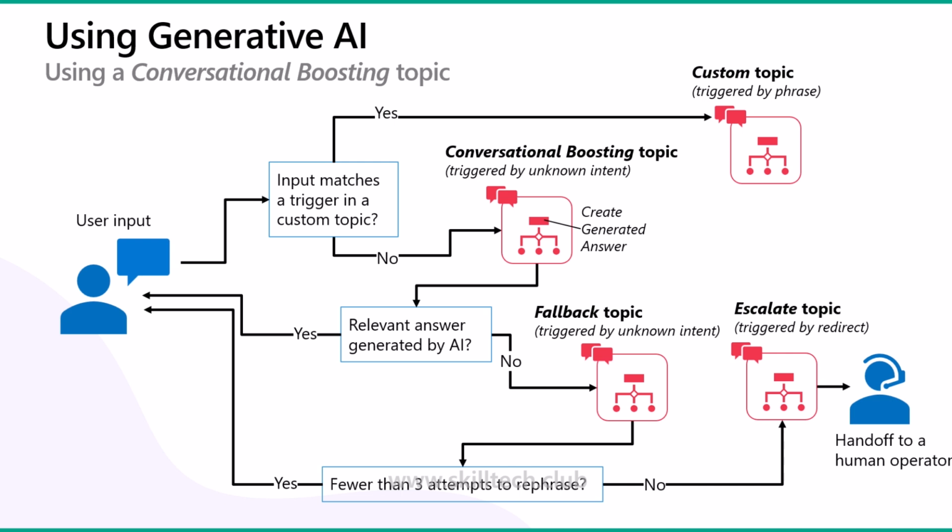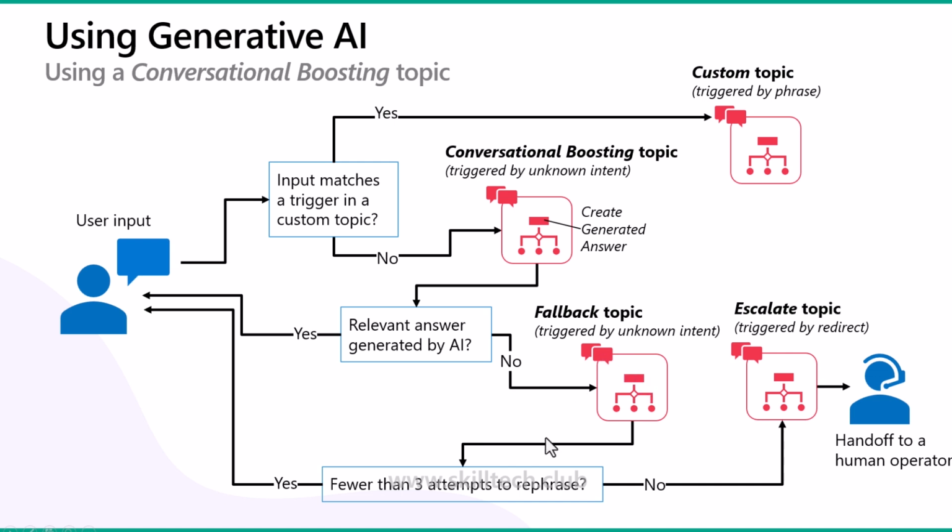And that is exactly what is visible here. Now, in the previous slides, when we have seen this, as you can understand, this is a user input which is provided. If we find a matched input with the custom topic, it will go into that custom topic. If not, it's going to go into the conversational boosting topic. In this case, it will create a generated answer. If we got the generated answer, great. It's going to find the relevant answers generated by the AI. If not, then it's going to go into the fallback topic.